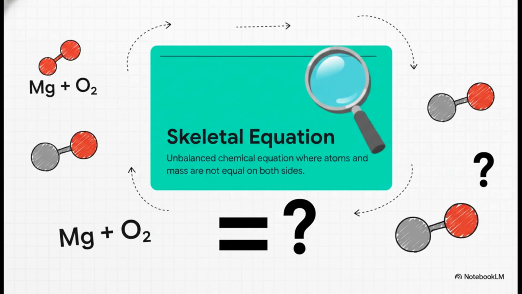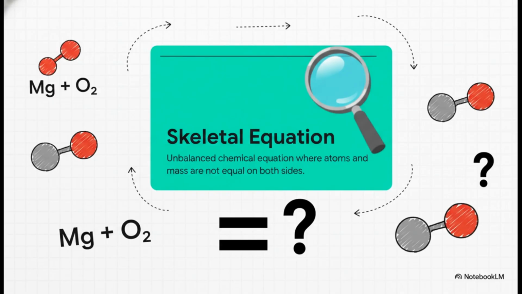But hold on a second. Let's look a bit closer at that chemical formula we just wrote down. Mg plus O2 yields MgO. Count the atoms with me. We have 2 oxygen atoms sitting there on the reactant side, the left side. But over on the right, on the product side, we only have 1.